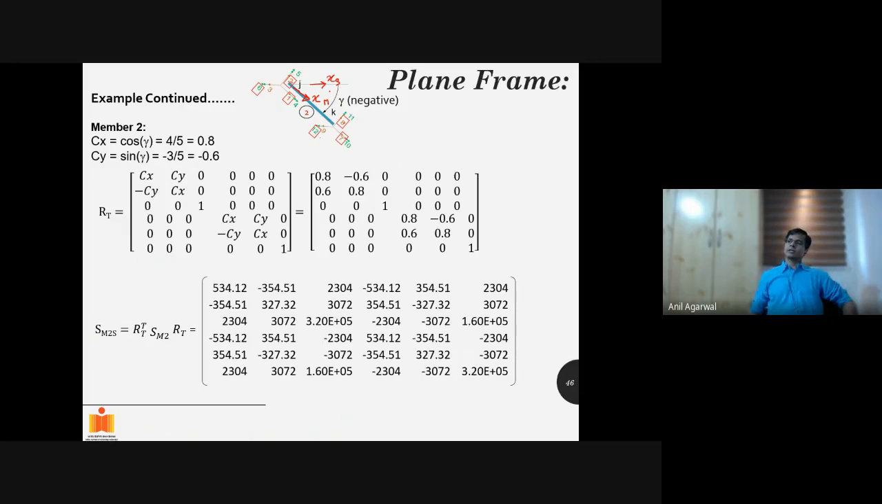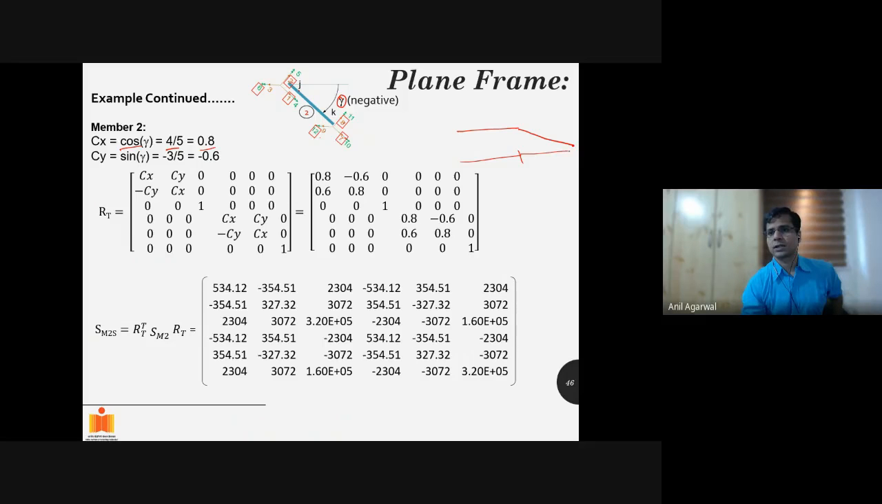This is not exactly the same sign convention that we had assumed during the transformation. During the transformation, we had said our XM is at an angle of gamma in the counterclockwise direction from XS. But here XM is in the clockwise direction from XS, right? So this gamma, the rotation, is basically negative. So my cos gamma will be equal to 4 by 5, that is 0.8. How do I know that it is 4 by 5?